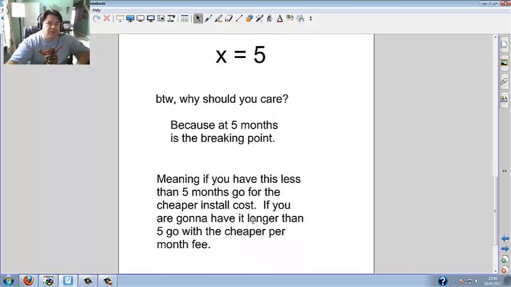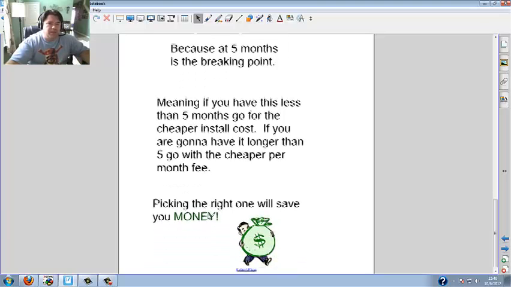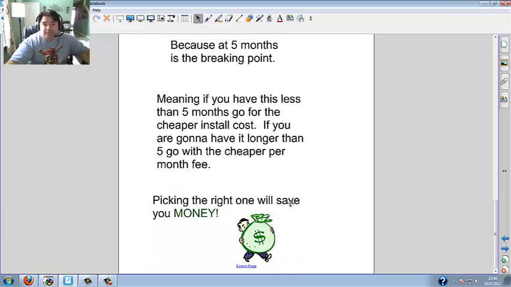If you're going to have it longer than 5 months, go with the cheaper per month fee. Picking the right one will save you money. And of course, it's never that easy. There's always a special offer, or we'll bundle you, or you can take this freebie here, but then you have to keep us for 12 months or 2 years.